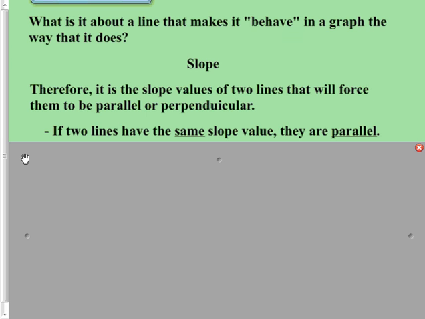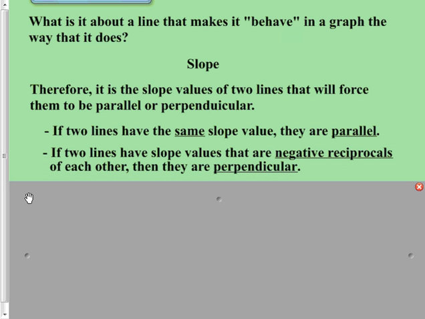There's two conditions that we're looking at. If two lines have the same slope value, then they are parallel. And I bet you could have guessed that without me even telling you, because again, if two lines want to behave in a certain way or in identical ways to each other, then they must have the same slope value. They must rise and run at exactly the same speed. Otherwise, they're going to cross each other at some point in time and they won't be parallel.